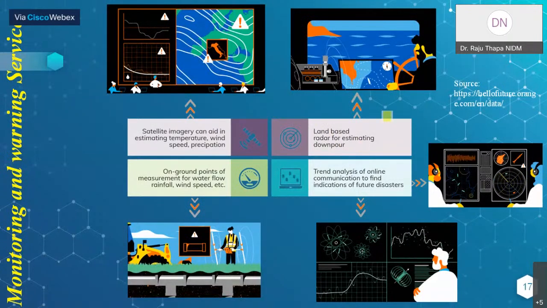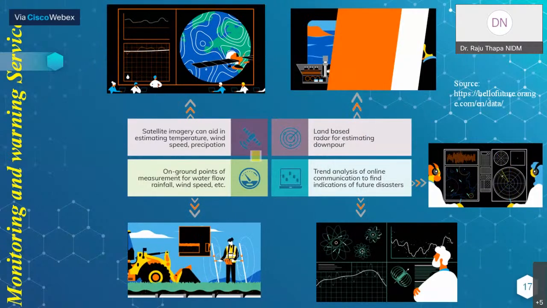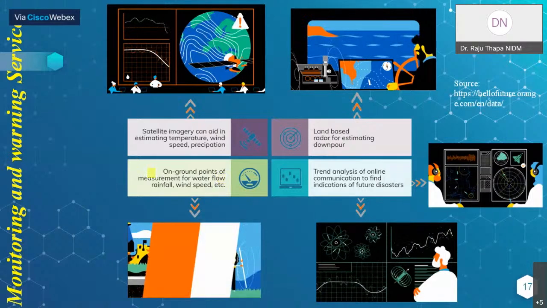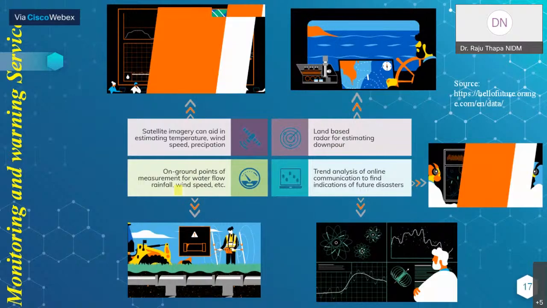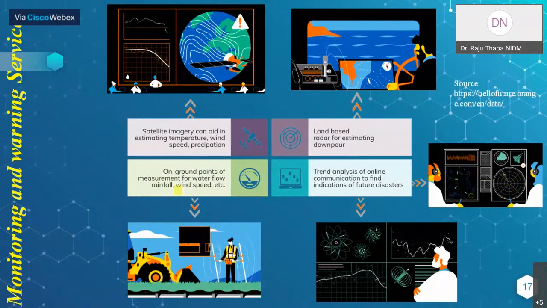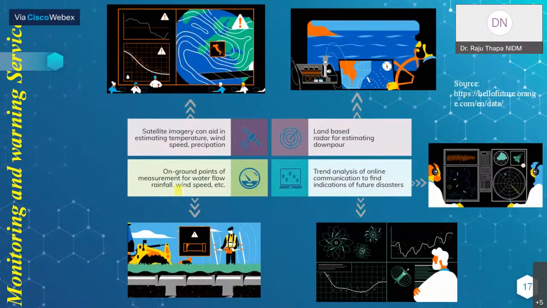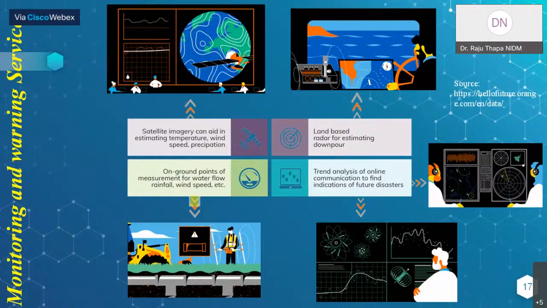Similarly, land-based radars, the Doppler radars, and the automatic weather stations are also used. Apart from that, on-ground points for measuring the water flow in rivers are also important. Various monitoring stations are placed by the CWC, the Central Water Commission, and their on-ground records are also important.